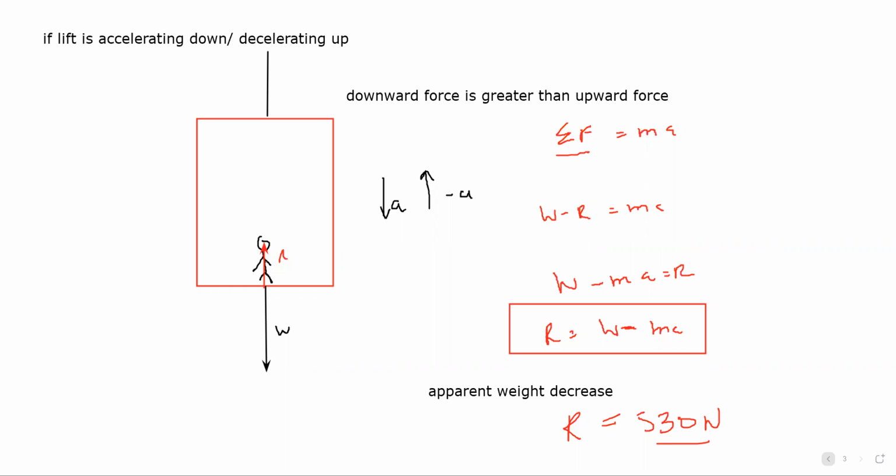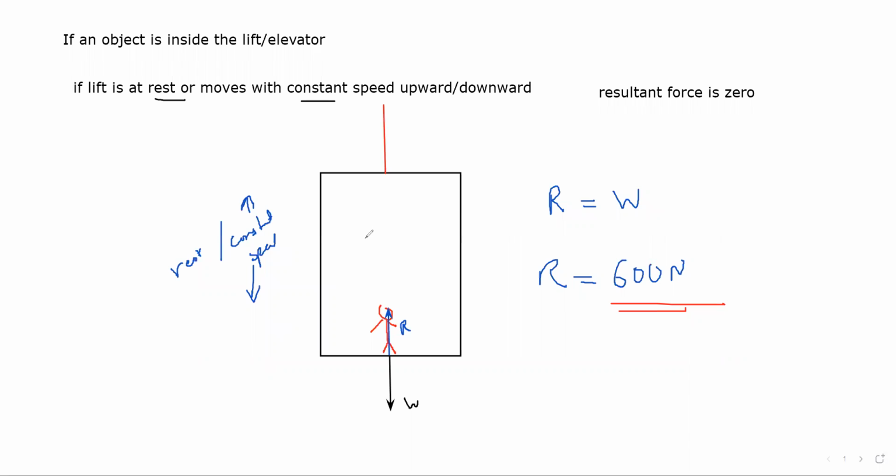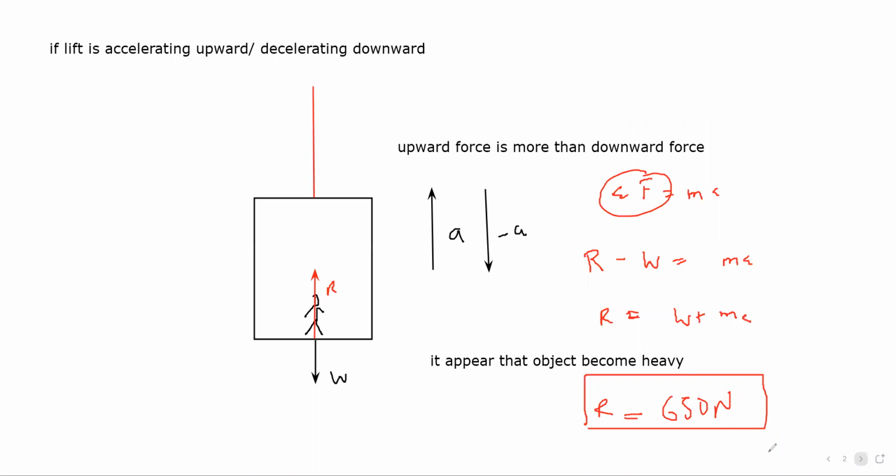So if you are standing on a balance, you will find that your weight will decrease. But if the lift is accelerating up or decelerating down and you are standing on the balance, it appears that your weight is increased. And when the lift is either at rest or moves with a constant speed, then if you are standing on the balance, your weight will appear the same as when you are on the ground, a stationary object. So these are the three scenarios for an object inside the lift.